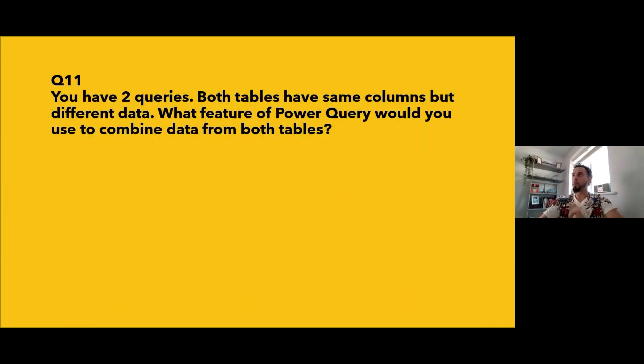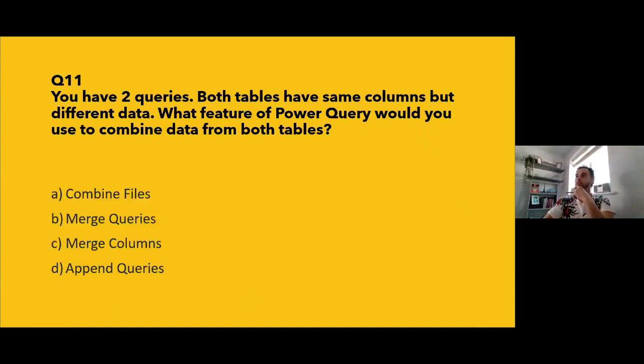Question 11. You have two queries, both tables with the same columns but different data. What feature in Power Query would you use to combine data from both tables? In this one, you would append the queries. Merging the queries would do a join and add additional columns, whereas you would append the queries so that they have data from both tables combined together.